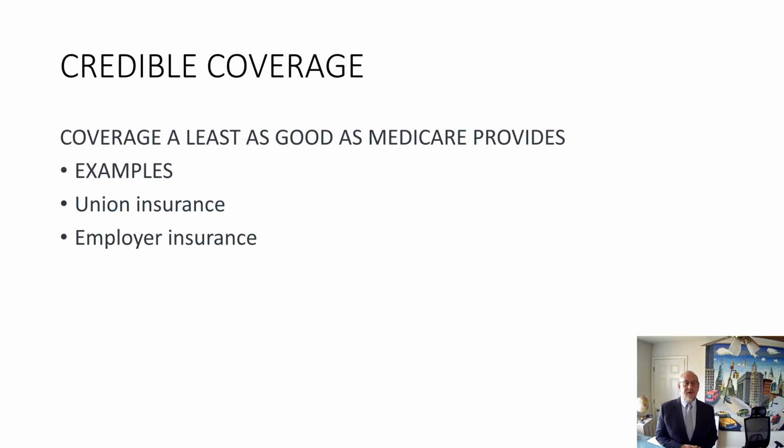Another word that you'll hear is credible coverage. Did you have credible coverage? Basically, that means did you have coverage at least as good as Medicare provides? Examples of that coverage are union insurance and employer insurance. But remember the key here: in order for it to be classified as credible coverage, it has to be just as good as Medicare, if not better.